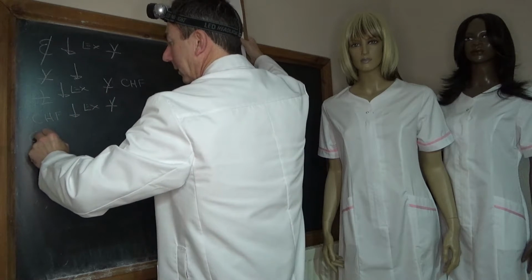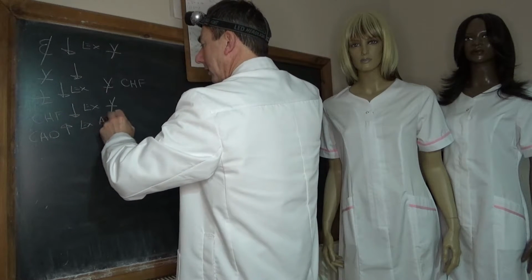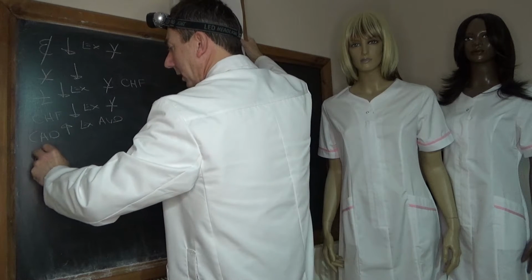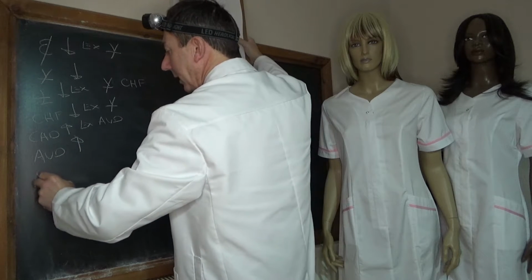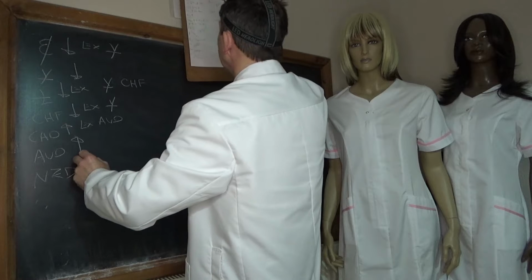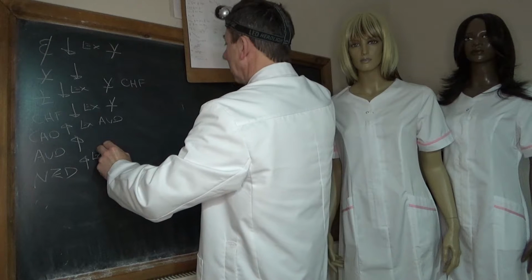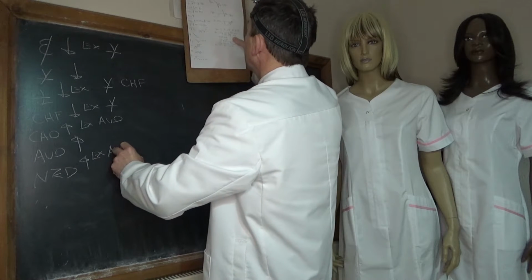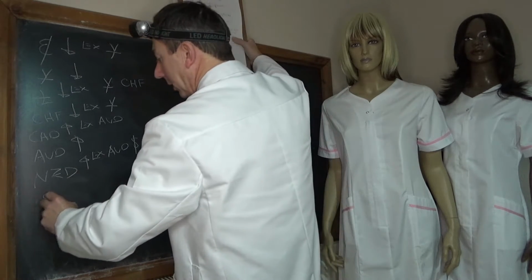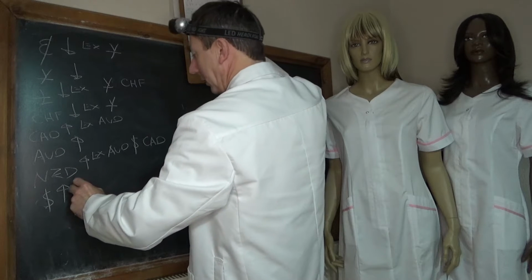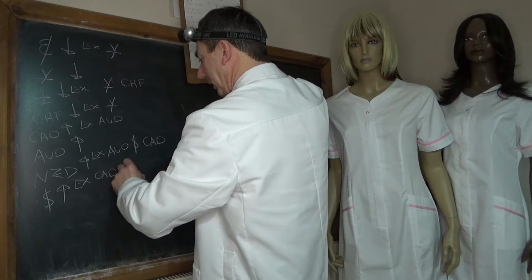The CAD is strong except against the AUD. The AUD is strong across the board. The NZD is strong except against the AUD, the dollar and the CAD, and the dollar is strong except against the CAD and the AUD.